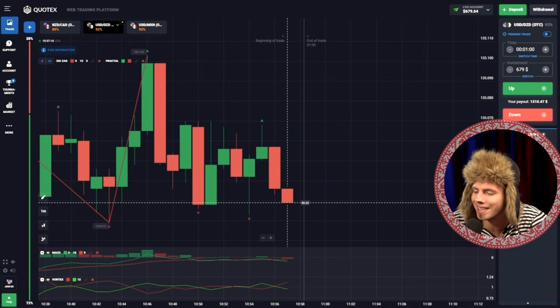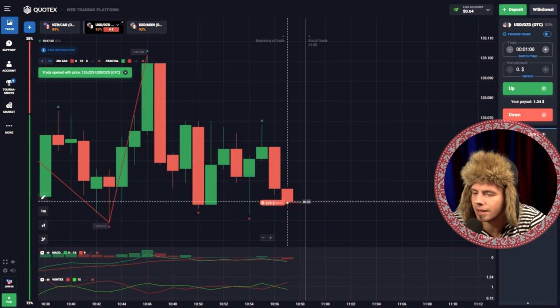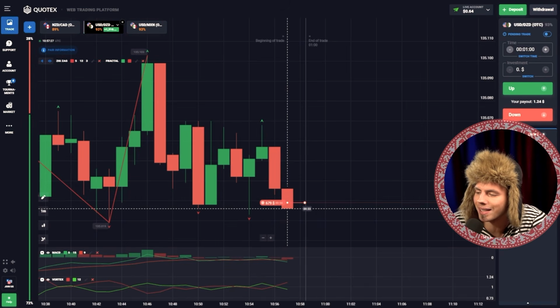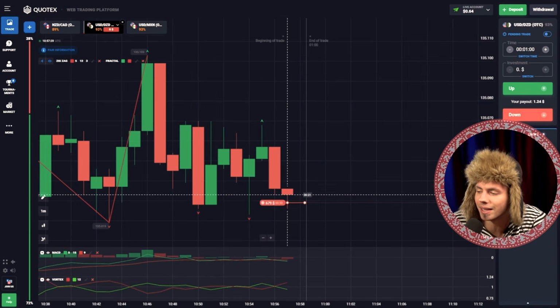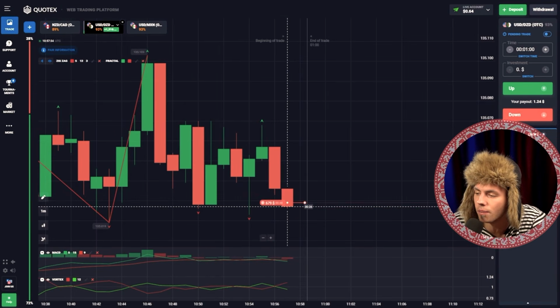Right now I'm opening here a sell trade, and we expect an approach to the support level by the fractal and the zigzag in the framework of the decline. So we expect to approach the support level.